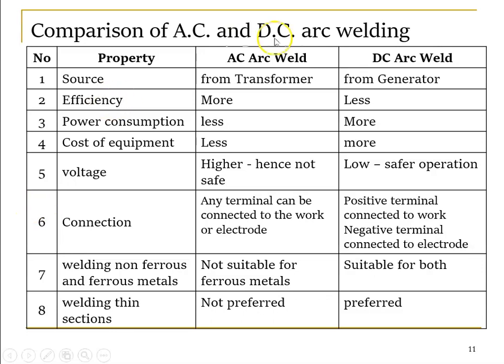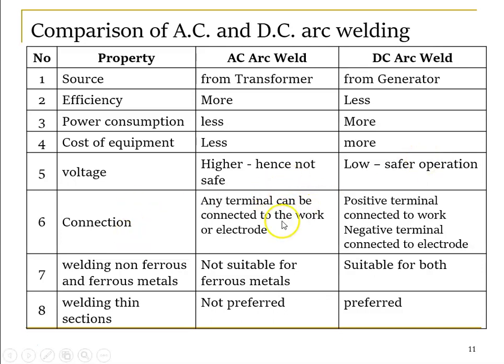Efficiency: if you compare efficiency, AC is more, DC is less. Power consumption: AC is less, DC is more. Cost of equipment: AC is less, DC is more. The voltage is higher in AC, hence it is not safe. AC has a higher voltage, so it is not safe for humans. But DC arc welding voltage is very low, so it is safe for operation.